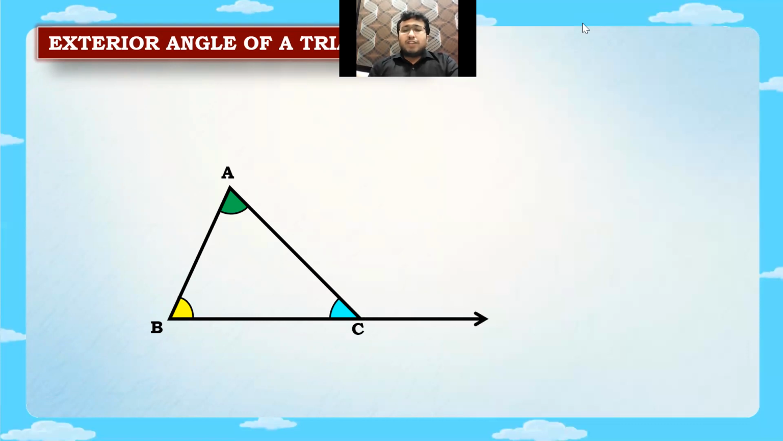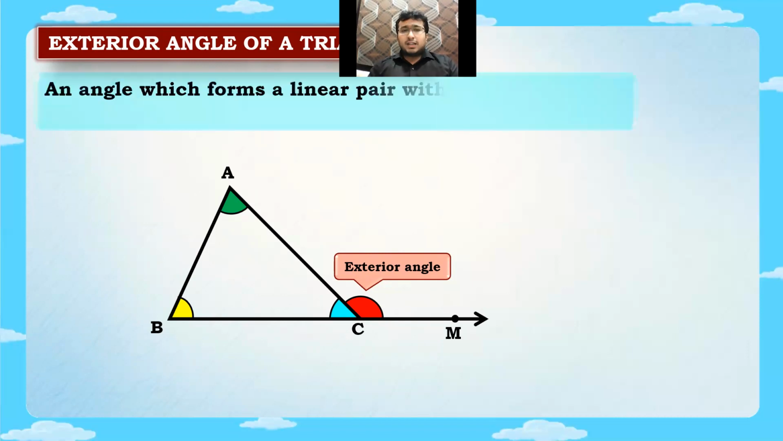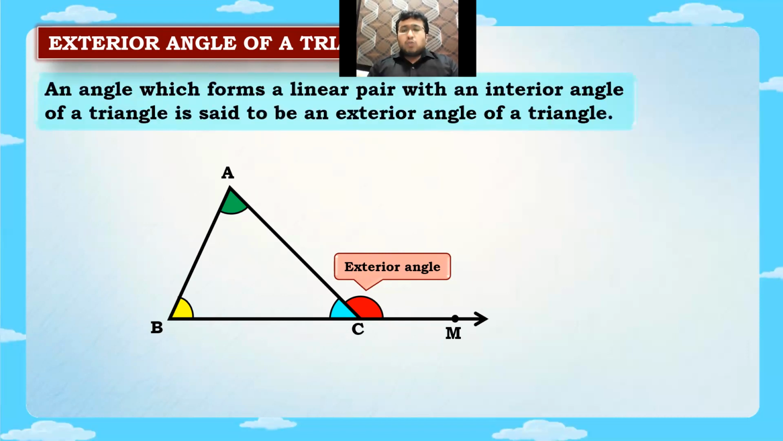Okay. Now students, if I extend any one side, if you observe, I have extended BC to point M. So observe this angle ACM. This angle ACM is an exterior angle. Why? Because it is outside the triangle. But students, any angle which is outside the triangle cannot be called an exterior angle. An exterior angle is an angle which makes a linear pair with its interior angle.